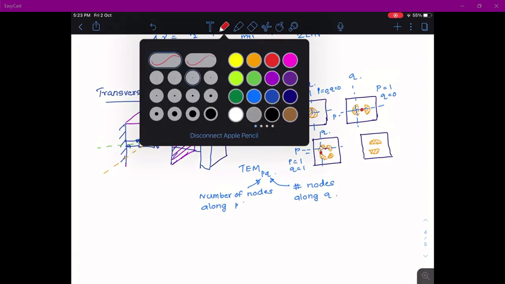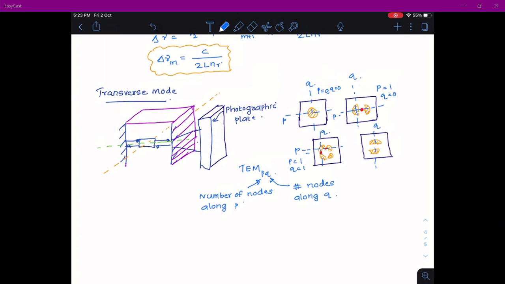And if you look at this, this is Q, this is P. So here P is equal to 0, Q is equal to 1, because along the Q direction there is one node. So this is called as a transverse mode, in which you can see that you will have nodes when you travel along the different P and Q directions. Okay, so transverse modes are actually perpendicular to the longitudinal modes, and it can be shown in a photographic plate.